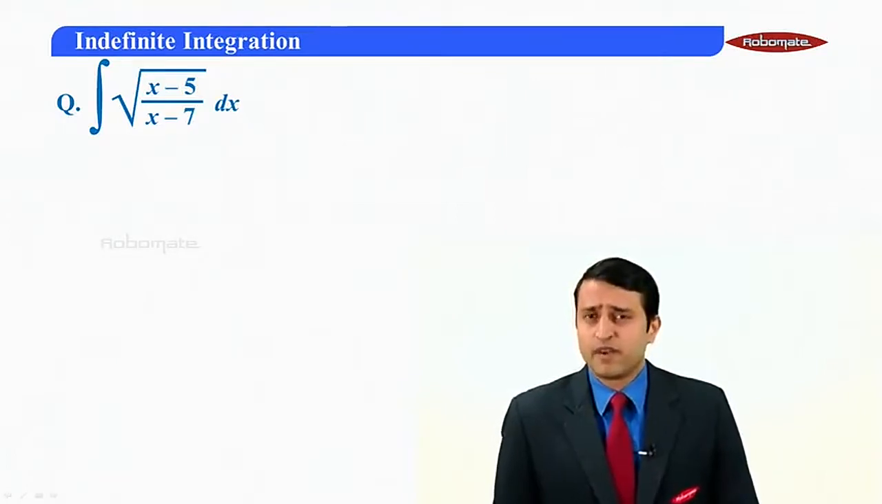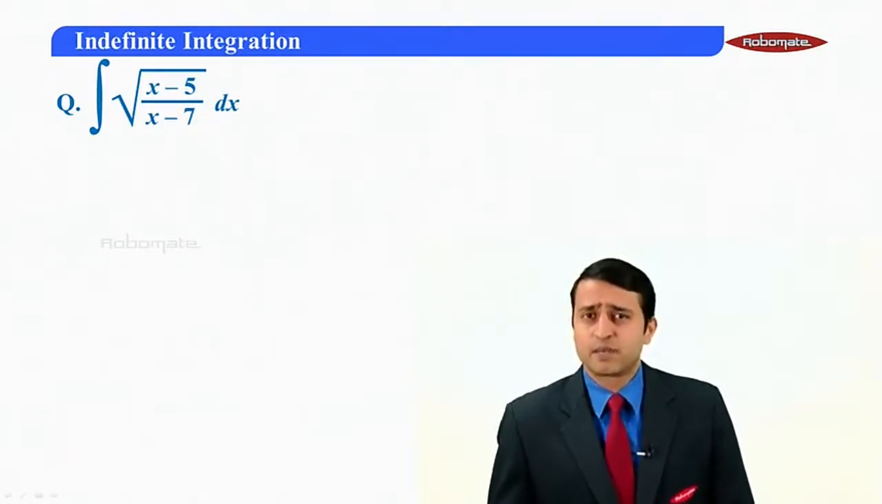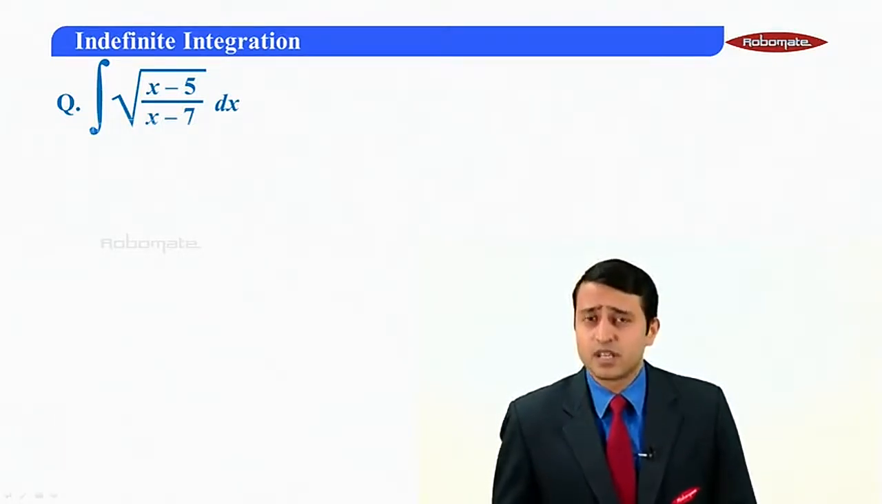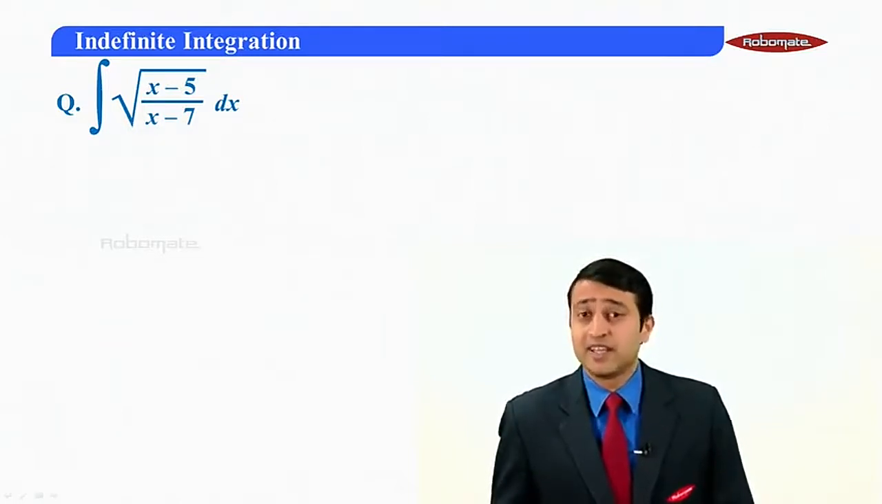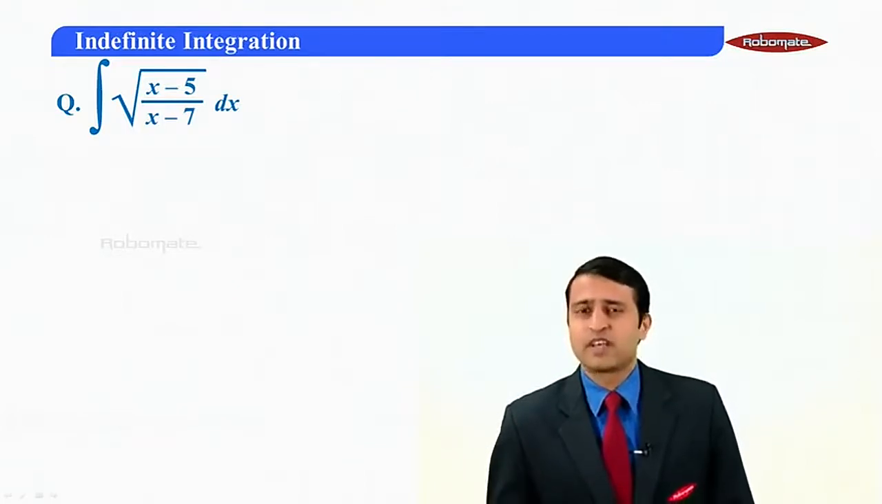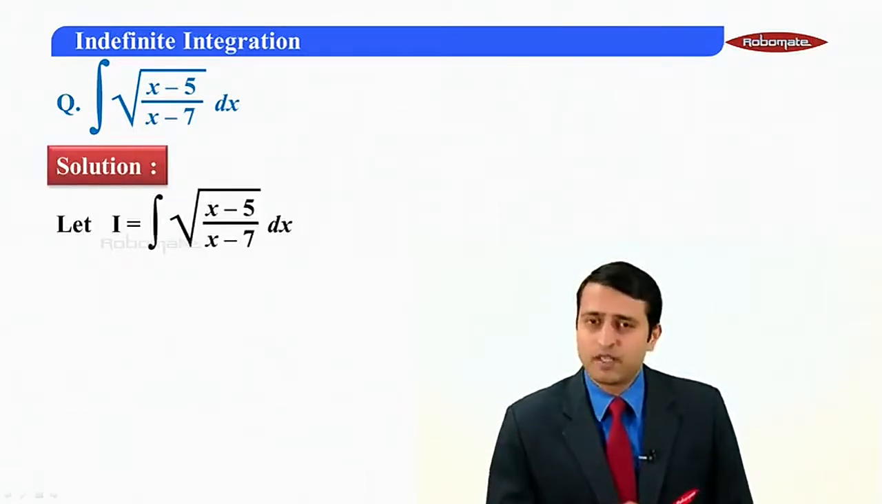Now some of you may wonder that I just said some seconds back that it is linear upon root quadratic. There is no linear expression which is outside the square root. There is no quadratic in the sum. Then how did I mention that? This is a special sum, this is a special case of linear upon root quadratic. Let us see the solution. Let us copy the question first.